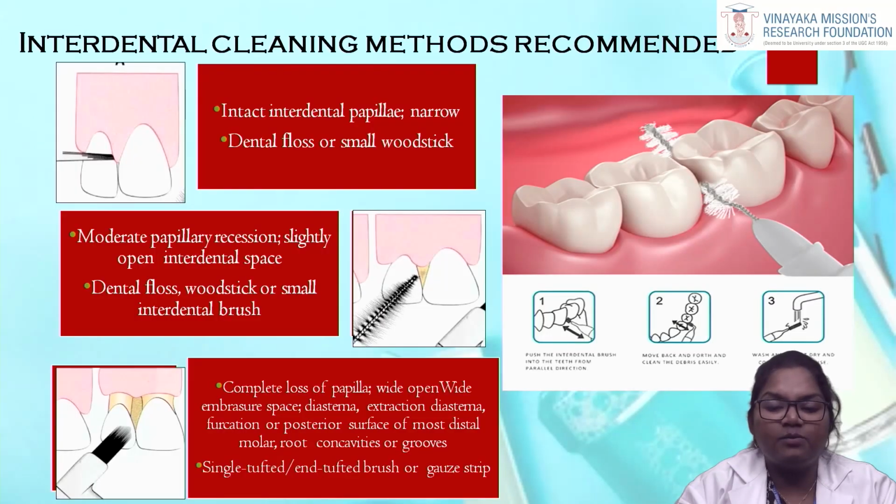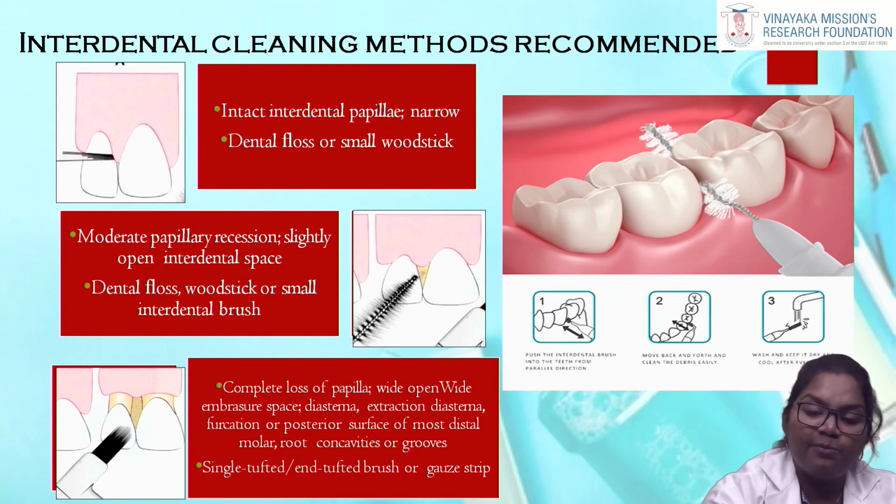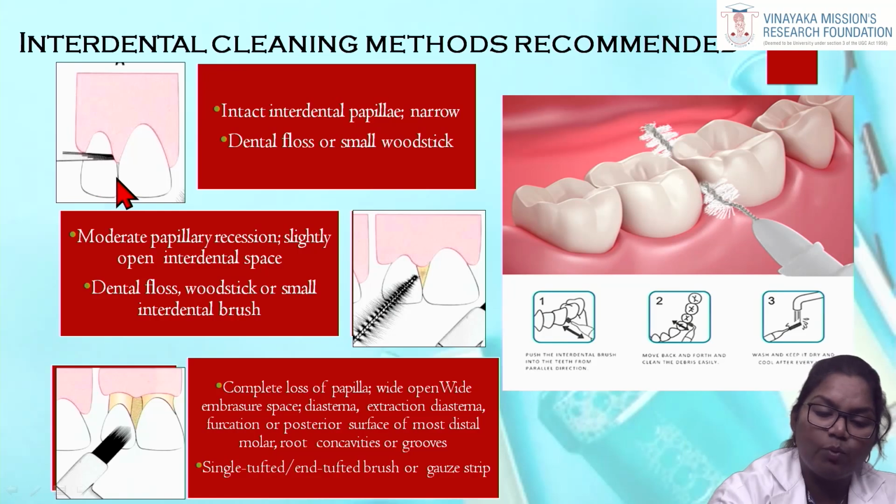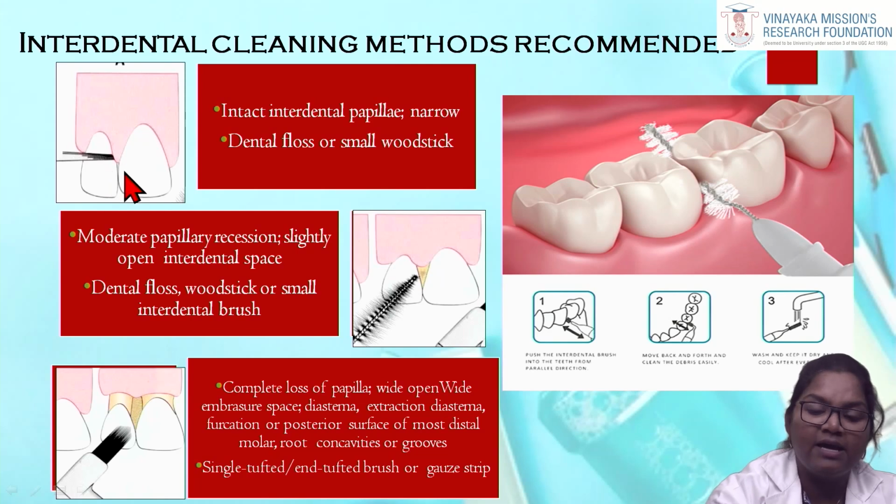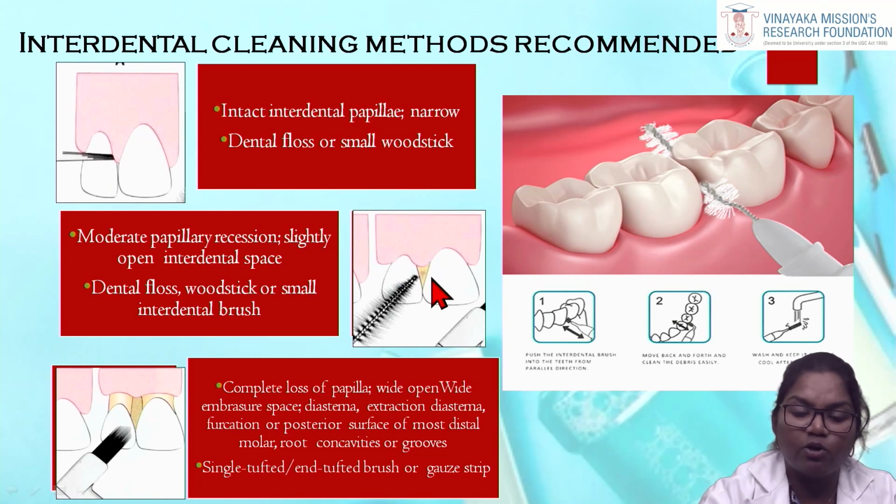So interdental cleaning methods are recommended where? Here we can see that the embrasure gap is very narrow, so the gap between the contact point and the gingival margin is almost nil. In these places we use dental floss or a very small wood stick. Then we have moderate papillary recession, which has got a slight open interdental space. In this region we use a wood stick or small interdental brush.